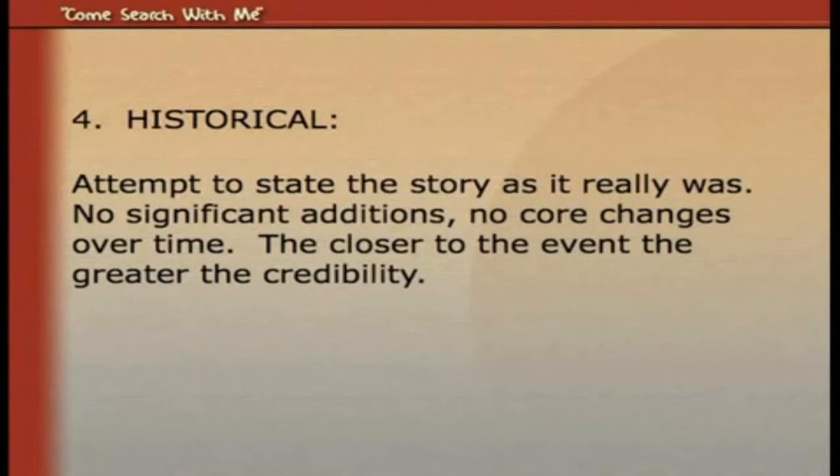Historical, the attempt is to state the story as it really was. There are no significant additions, no core changes. Remember, all ancient writings have changes. There is not a single ancient writing in which there are no changes at all. The question is, are there core changes that change the intent of the story? That is not so much in play in a historical writing. The closer to the event, the greater the credibility.